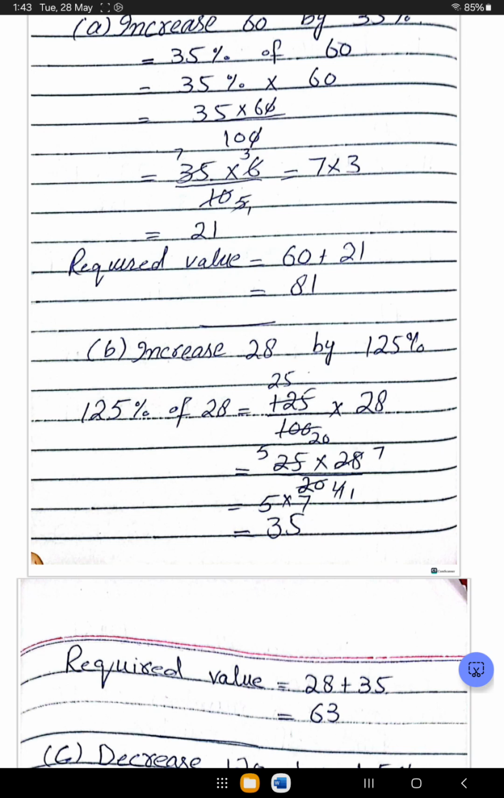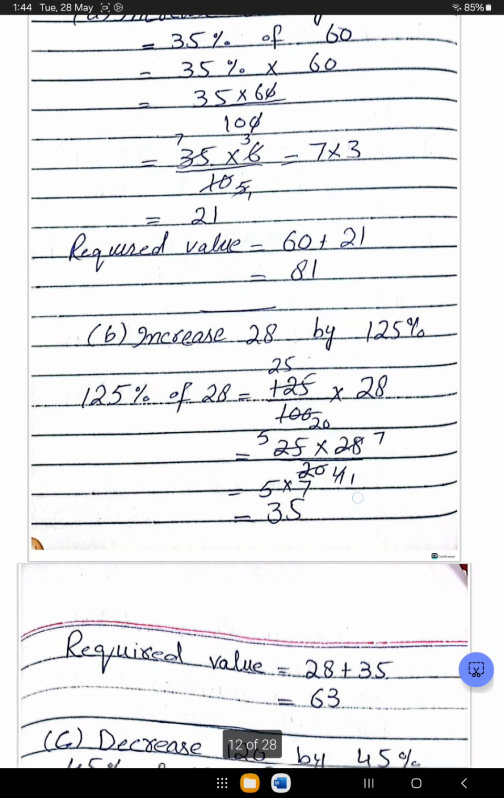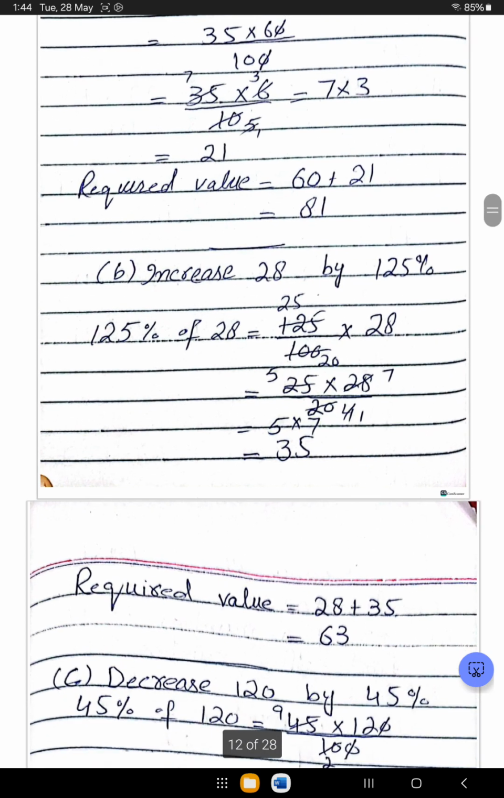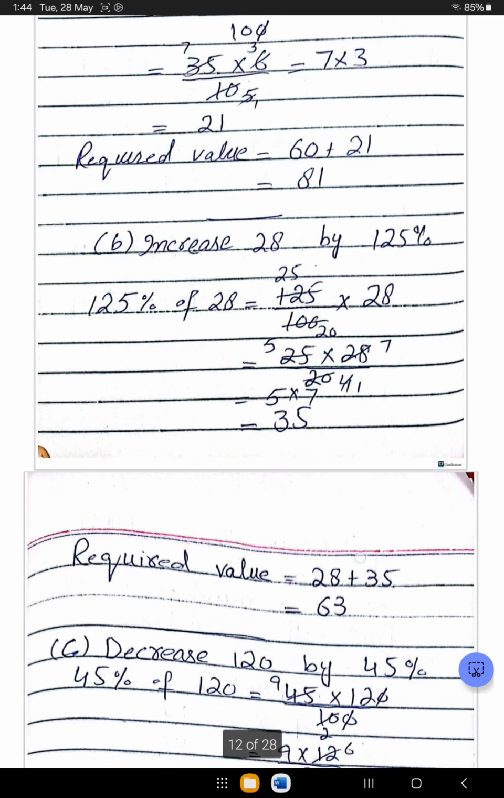25 times 28 divided by 20. Then cut by the table of 5. 5 fours are 20, 5 fives are 25. 5 times 7 is 35. For our required answer we just add 35 into 28. 28 plus 35, the answer is 63.